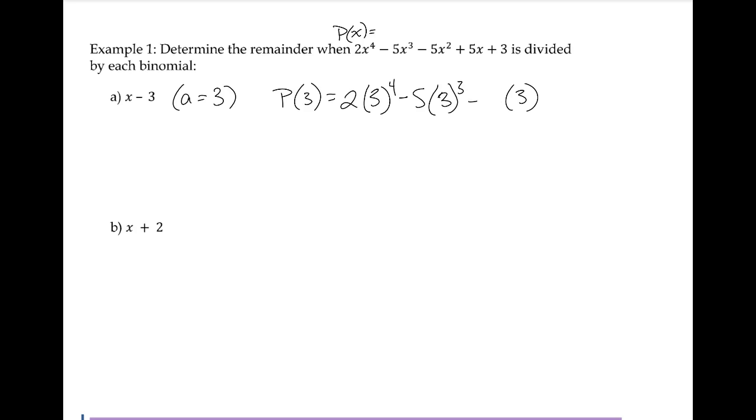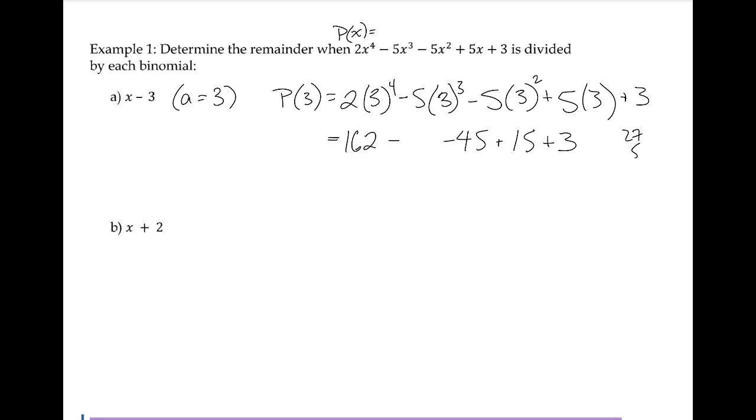Make sure you don't miss any term, especially for this one. There's a lot of 5s. And from here, you are definitely welcome to use a calculator. So this is going to be 162 minus 27 times 5, minus 9 times 5 is 45, plus 15, plus 3.